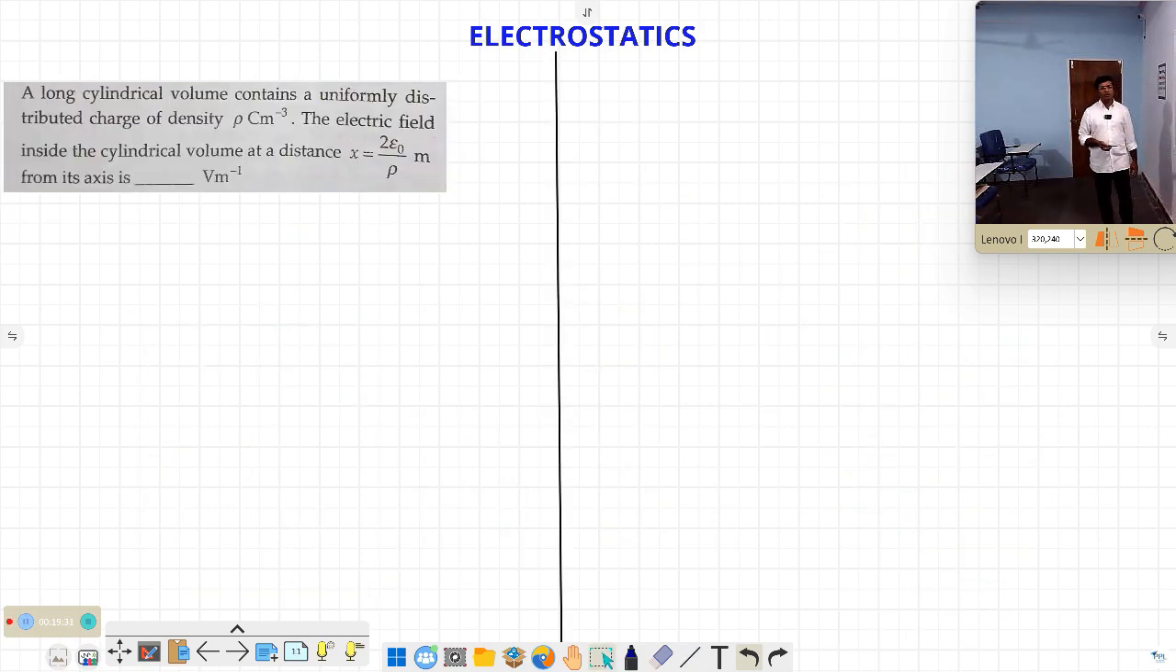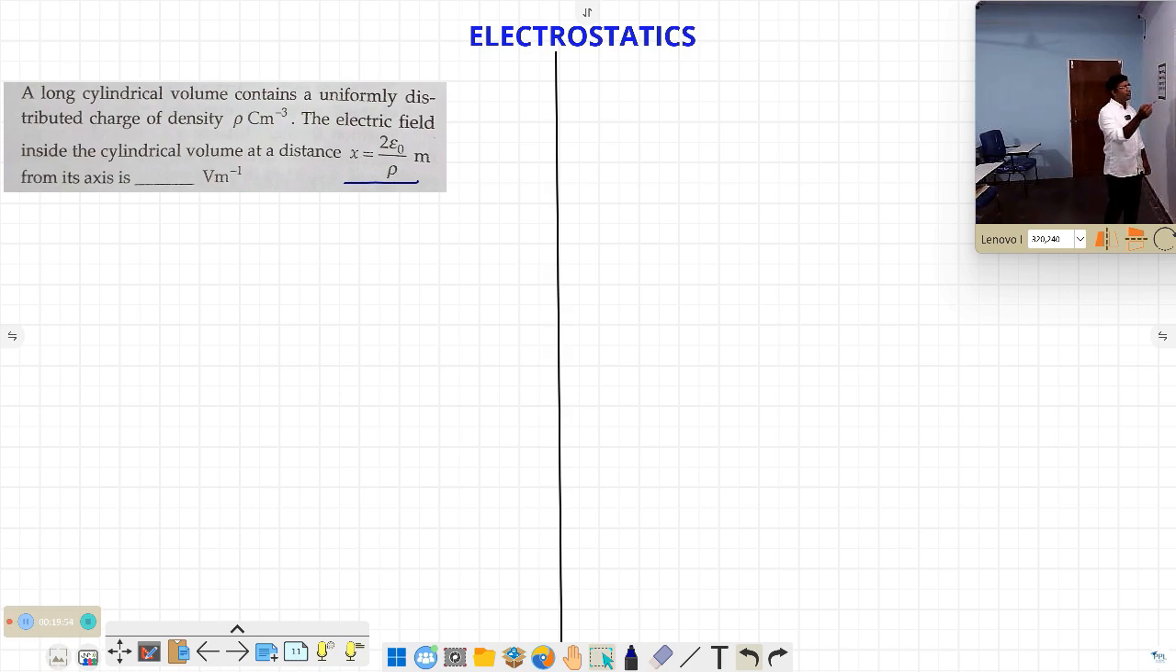Now we are going to the discussion of the next problem. The problem is: given a long cylindrical volume containing a uniformly distributed charge of density rho coulomb per meter cube, the electric field inside the cylindrical volume at a distance of x equal to 2 epsilon naught by rho meters from the axis of the cylinder is asked.